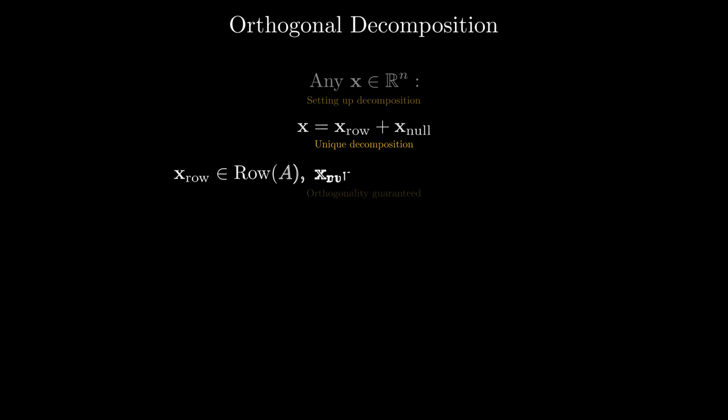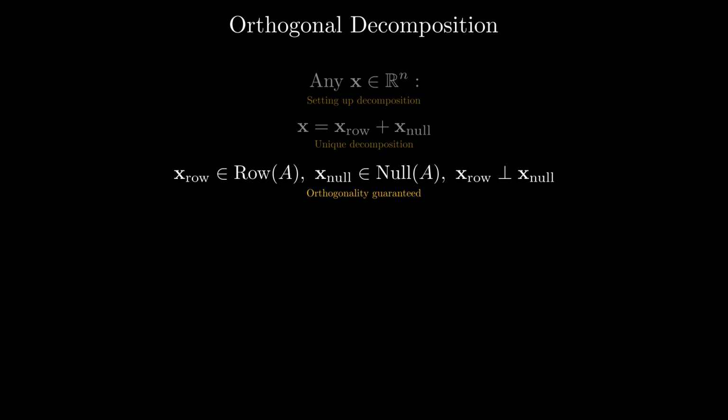Here's why this matters. Every vector in Rn splits uniquely into two perpendicular components, one in the row space and one in the null space. We write this as: any x in Rn can be expressed as x equals x sub row plus x sub null, where x sub row belongs to the row space, x sub null belongs to the null space, and x sub row is perpendicular to x sub null.